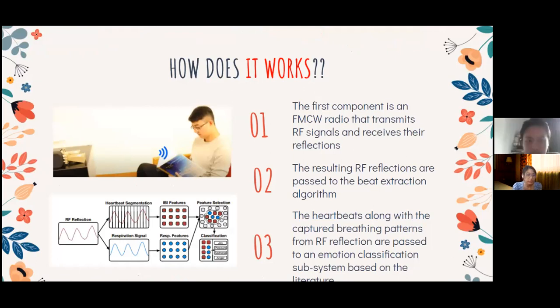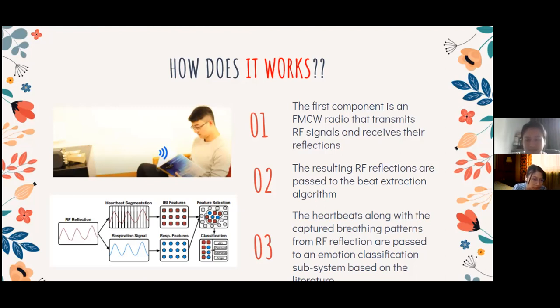So as we can see in the first picture, the device is put in front of the man. The device has the first component, which is called the FMCW radio, that transmits RF signals. After the signals collide with the person's body, they reflect back, and then the signals are caught by the device. The resulting RF reflection signals are then passed to the beat extraction algorithm.